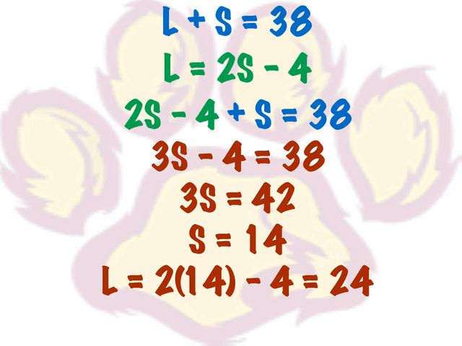To get L, we have to plug it into that second equation. So that second equation says 2S minus 4. So we're going to take 2 and multiply by our S value, which is 14. So 2 times 14 minus 4. 2 times 14 is 28. 28 minus 4 is 24. And now we have our two answers.